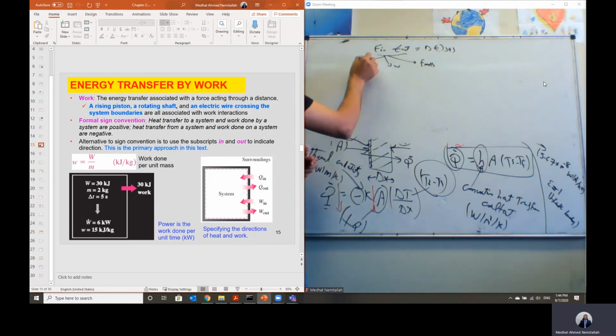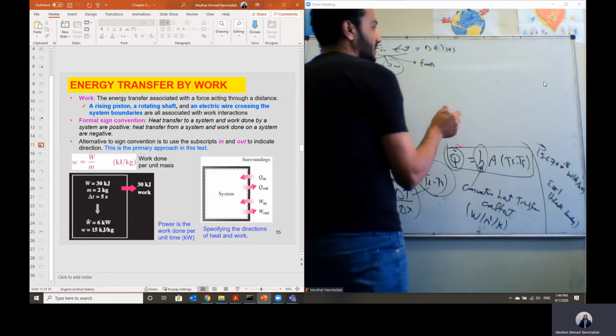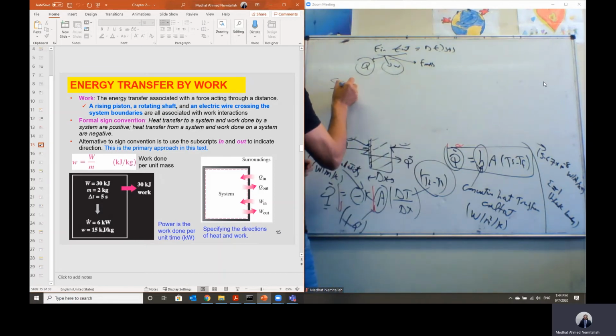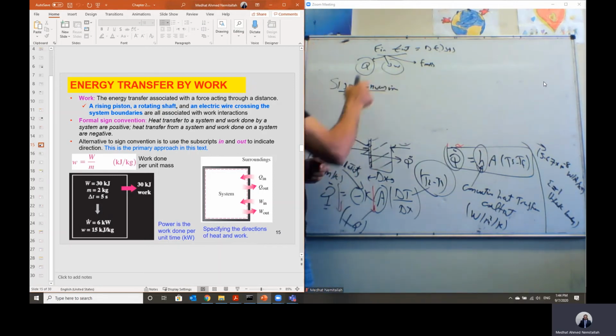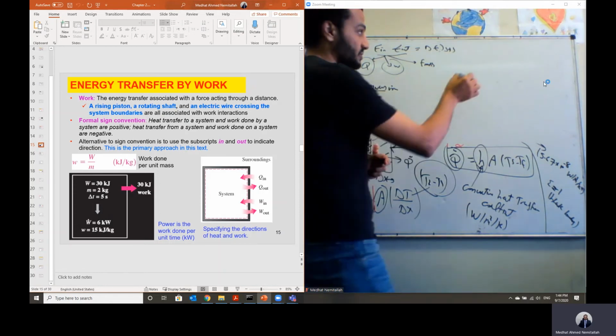But this heat or work, either entering or leaving the system, has a direction. When we substitute into the first law of thermodynamics, the value has to be either positive or negative depending on its direction. So we have what we call the sign convention for heat transfer and work when we substitute in the first law of thermodynamics.